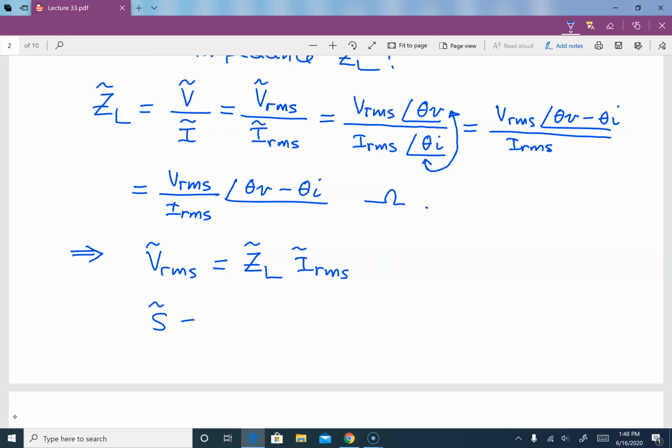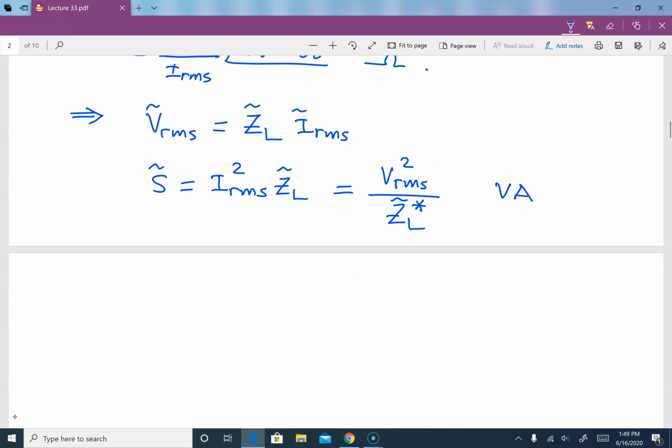So our S in this case is equal to IRMS squared times ZL, which is equal to VRMS squared over ZL conjugate, and that is in volt ampere. So if the RMS current is known, to find the complex power of a load impedance, you just multiply the RMS current squared by ZL.